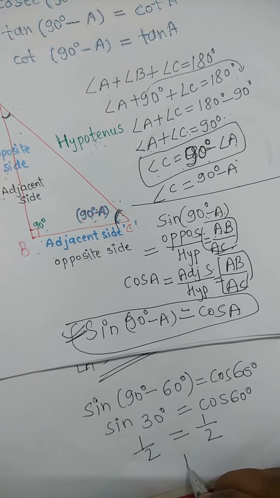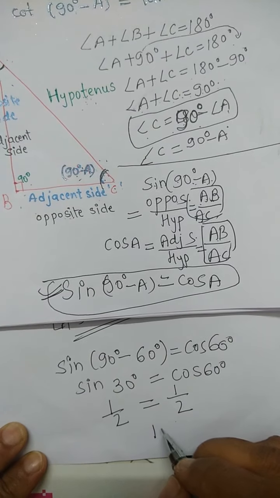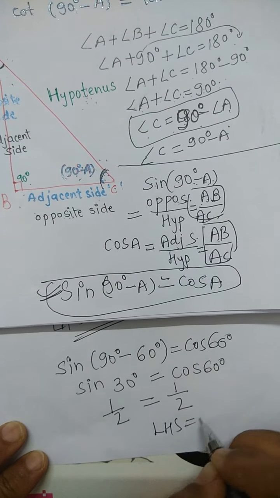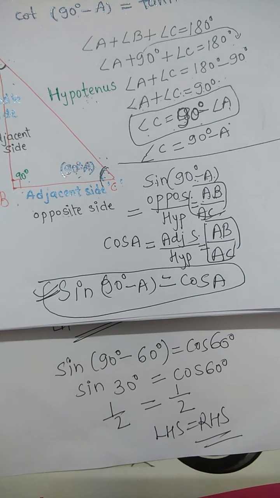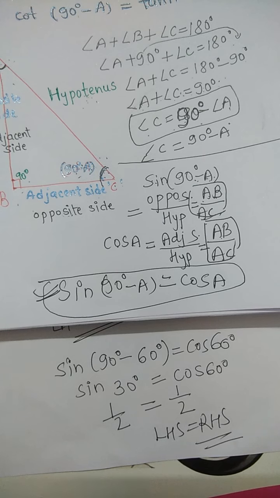So what have we proved? LHS equal to RHS. In this way, you can prove all these relations, and not only for 60 and 30. You can take any angle A whose values are given in your syllabus, like 0 degree, 30 degree, 45 degree, then 60 degree and 90 degree. Other than these angles, how to calculate the value is not in your syllabus, so you take from these values only.